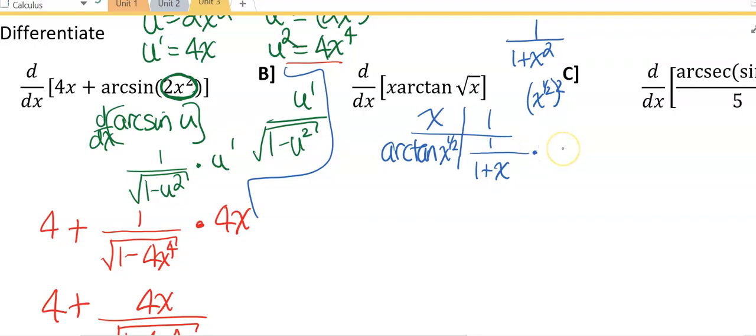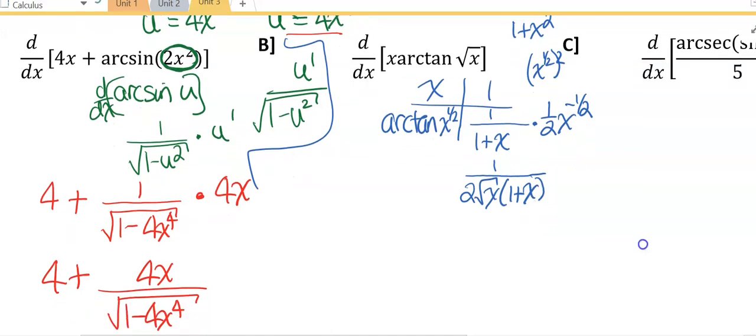times the derivative of x to the 1/2, which is 1/2 x to the negative 1/2. Need to do a little bit of tidying up here. So I have 1 over, the 2 comes to the denominator, and this x to the negative 1/2 becomes x to the 1/2 when it comes to the bottom, or the square root of x, times 1 plus x.